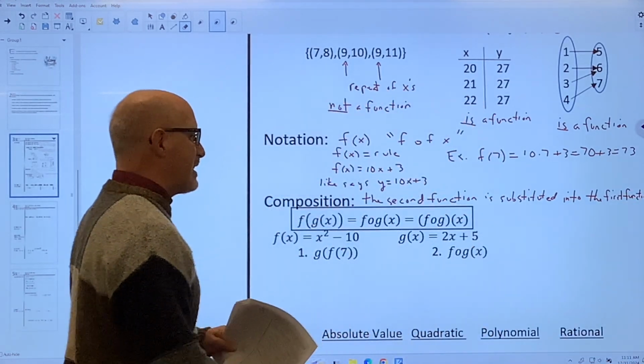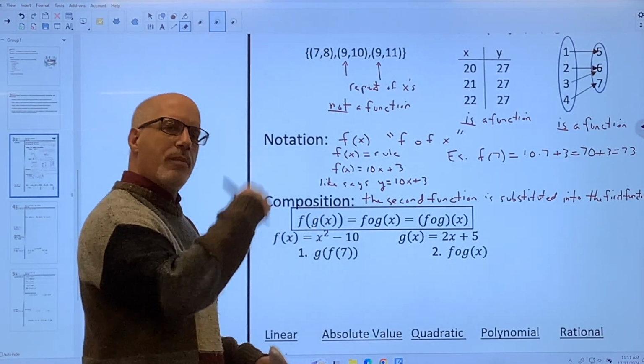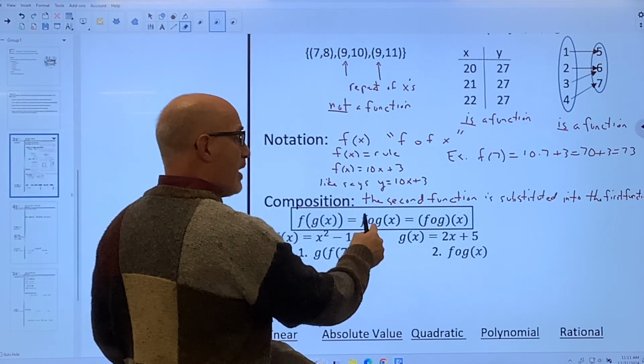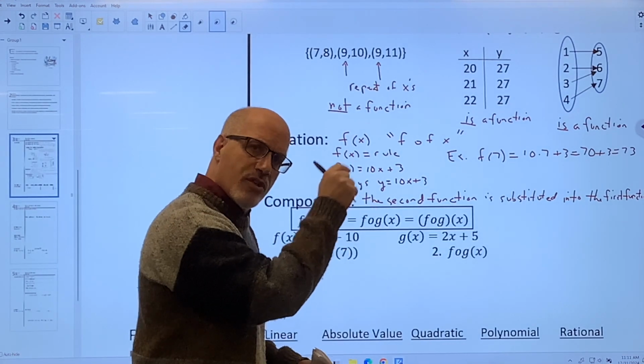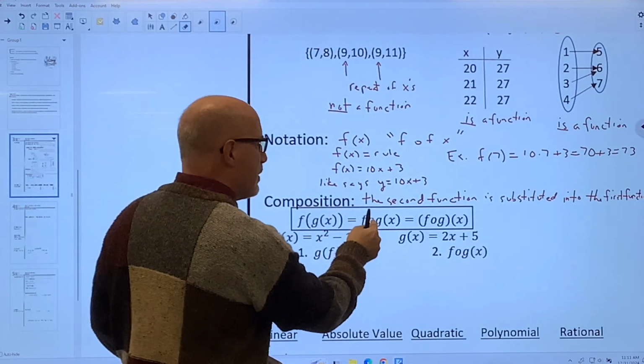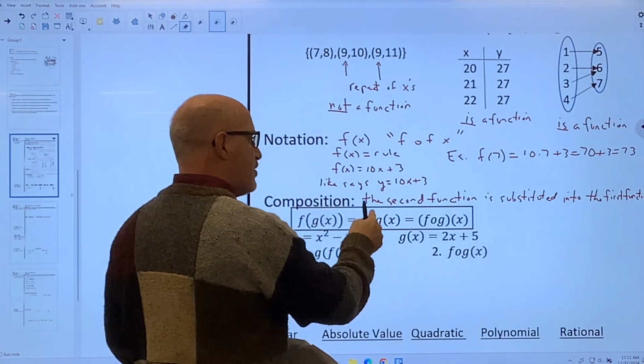So you take the second function, like if we list this, g of x is the second function, we put it into the f function, substituted in. It can be listed this way also with a little open circle in the middle. If it's closed, it's multiplication, but if we have an open circle between the f and the g, that means f of g of x.